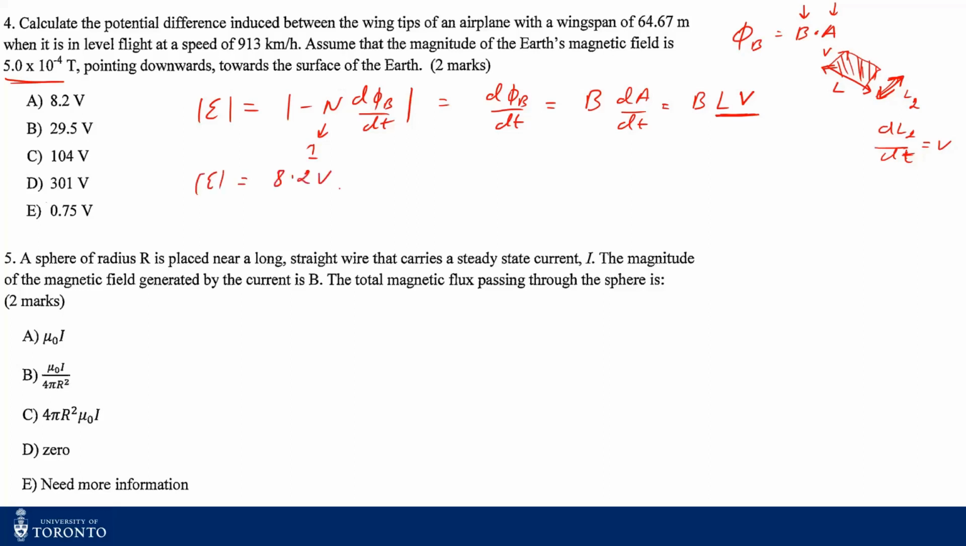8.2 volts. Now remember to convert the velocity, which is given as 913 kilometers per hour, to meters per second. So after you convert, you'll get 253.61 meters per second. So once you plug this value into this equation, you'll get that induced EMF is 8.2 volts. So option number A is the correct option.